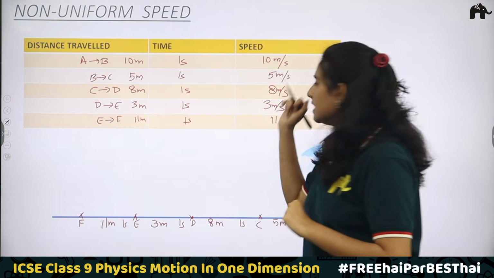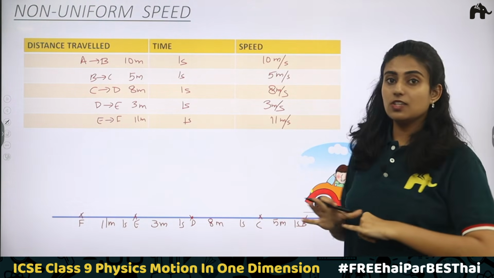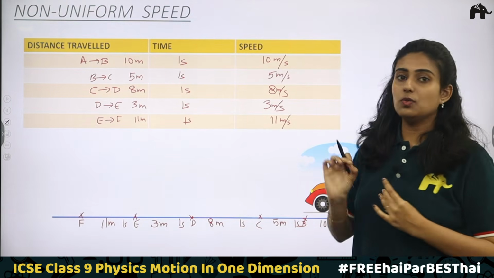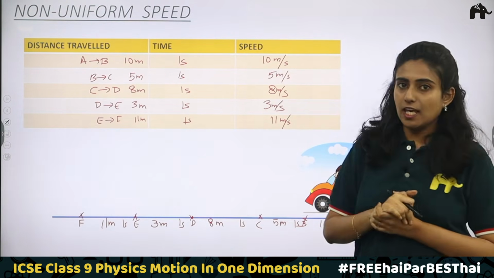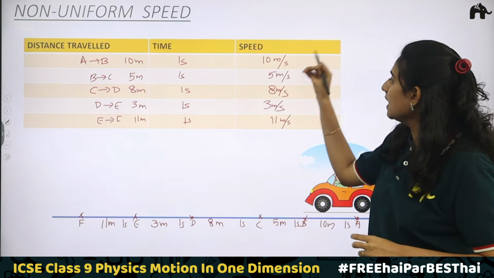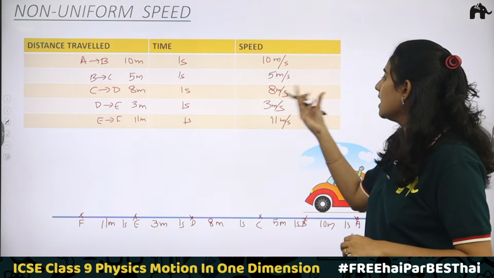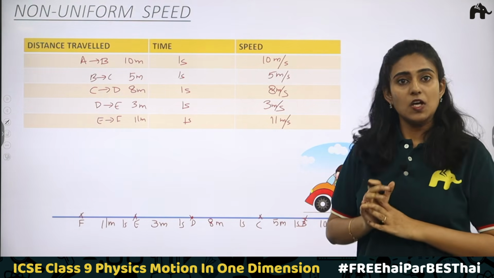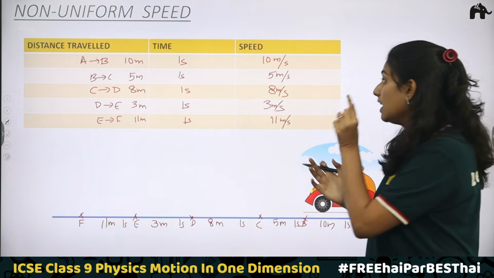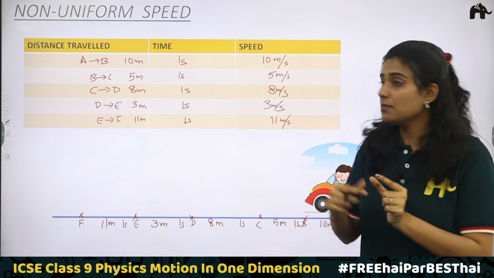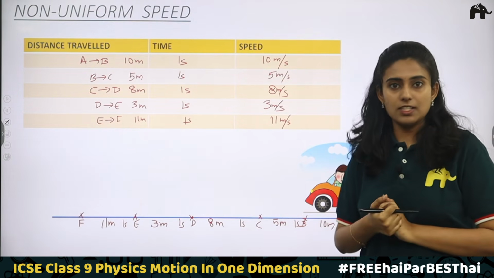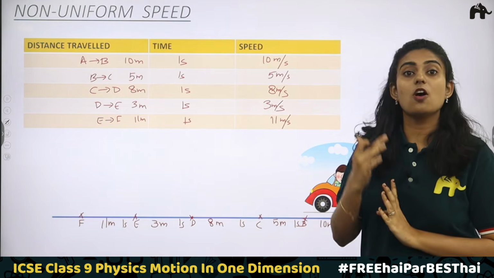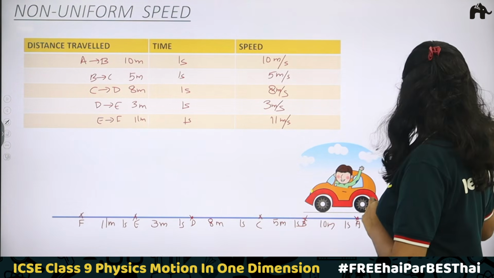You can see that when you observe these values, they are different. In the previous case, all the speeds were equal to 10 meter per second. But here we have 10 meter per second, 5 meter per second, 8, 3 and 11 meter per second. So we have different speeds. What do we understand? In equal intervals of time, the distance travelled is different. Therefore, the speed is different. We call this speed as non-uniform speed.